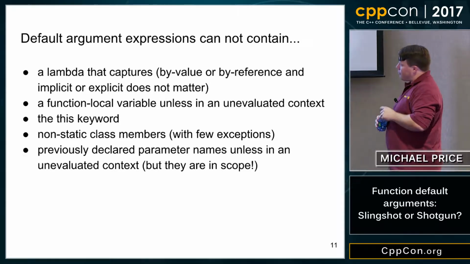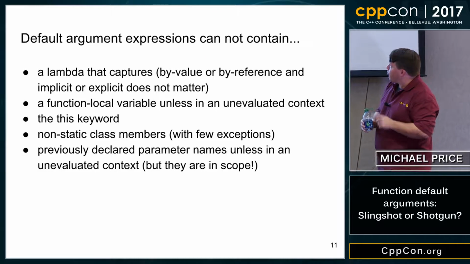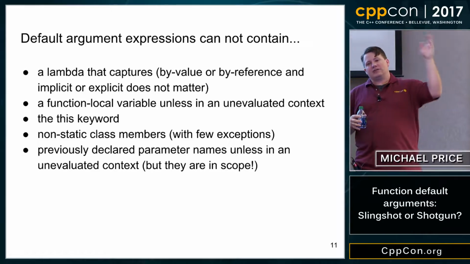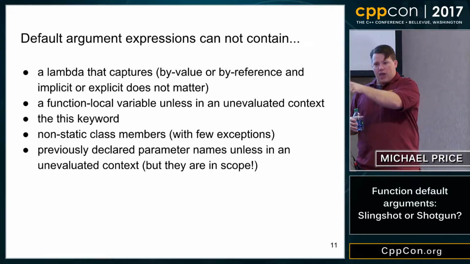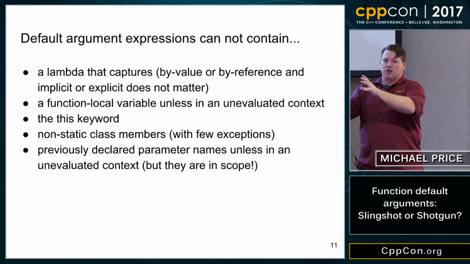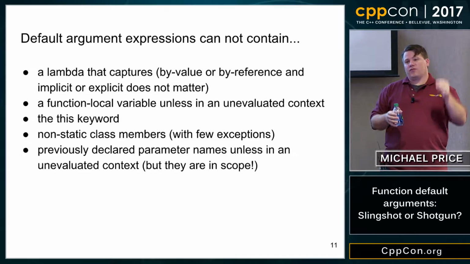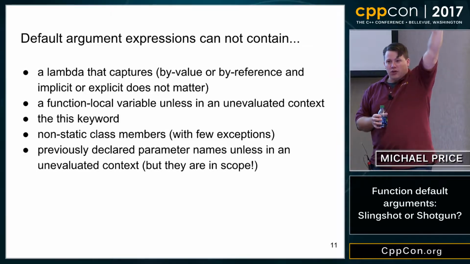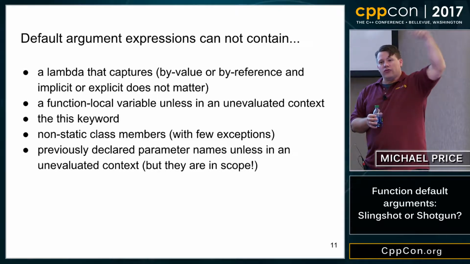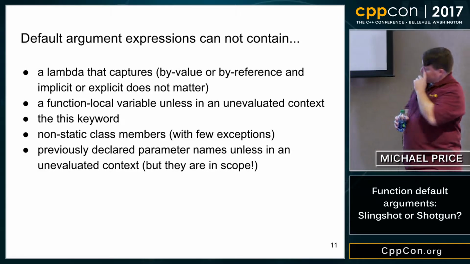You can't put the this keyword in. There are various reasons for that. And the last bullet point: previously declared parameter names, unless in an unevaluated context. So if in my signature I said int a, int b = a, to say, just give me whatever the first parameter is if you didn't give it to me explicitly, that's not allowed. Even if there's another a somewhere in scope that's visible globally, it will find the a in the signature, but it will not let you do that. In order to get the one that's out of scope, you have to put the scope operator and give it a more qualified name.